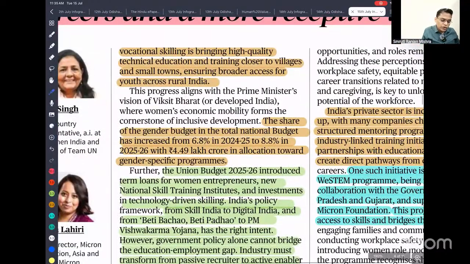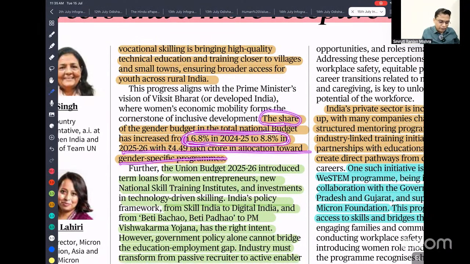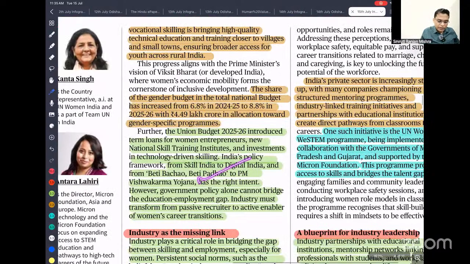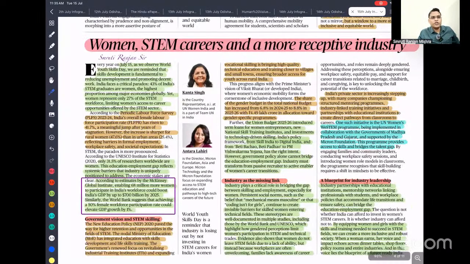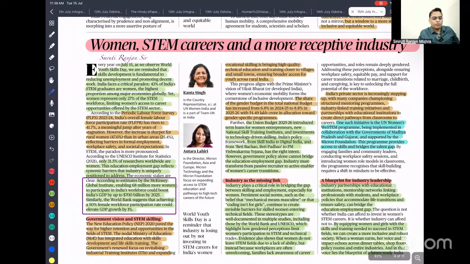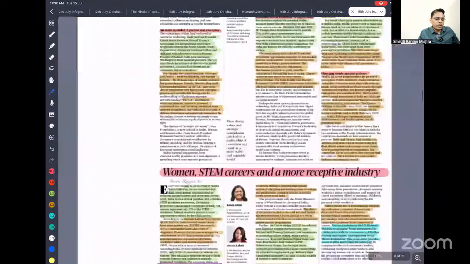If you look at gender budgeting, the amount has also increased from 6.8% to 8.8% in recent times. And the government has also implemented a lot of things. So just read them out and make note of them because they give a lot of data. If any question comes regarding how to promote education or employment among women, you can write them down in your examination.